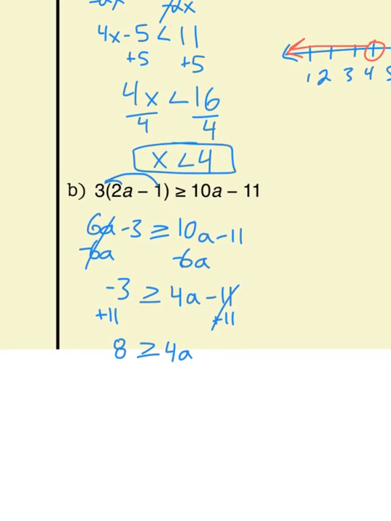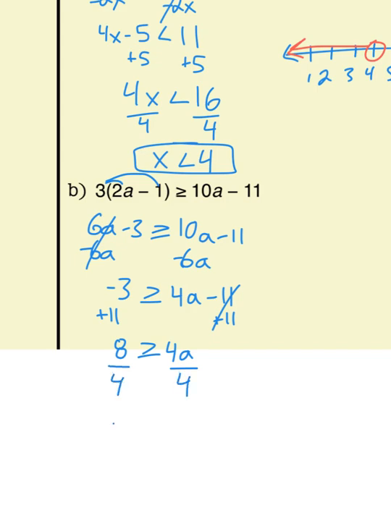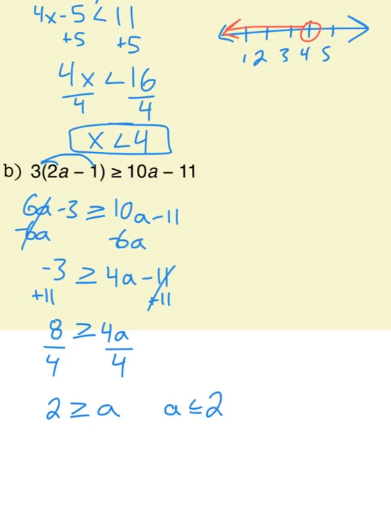11's cancel out. And now to get a by itself, I want to divide by 4. 8 divided by 4 is 2. So I have 2 is greater than or equal to a. These are easier to read when the variable's first, so I'm going to rewrite that as a is less than or equal to 2.